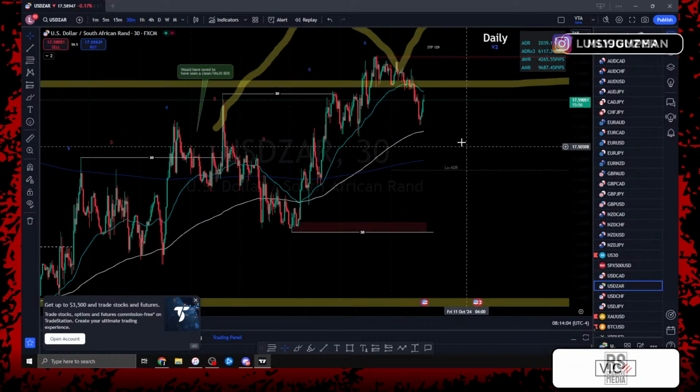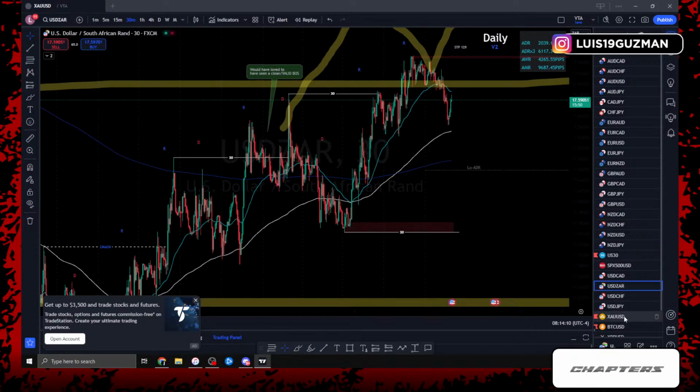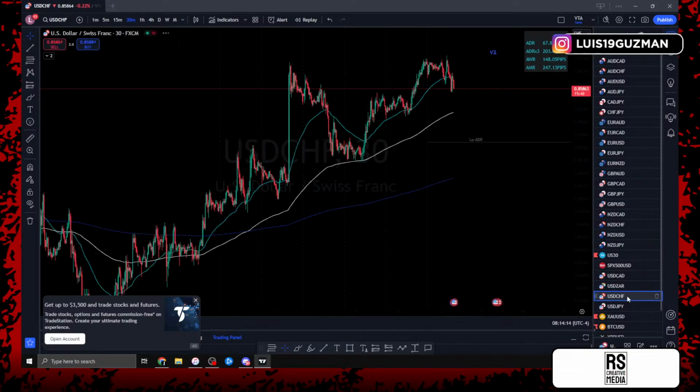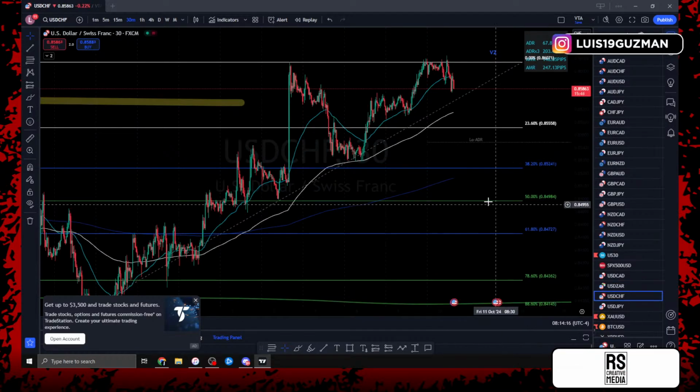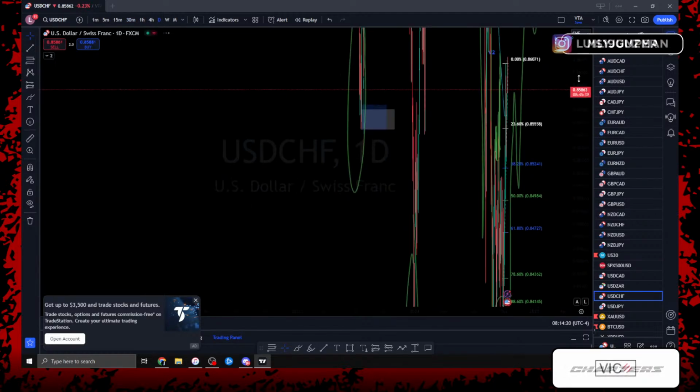USD ZAR moving counter still. I'm not going to trade that either until we get the pullback. That's when I'll start trading USD ZAR. I want to see CHF as well. There were a few. I don't like where we're at with USD CHF, so I'm not going to turn this one on just yet.